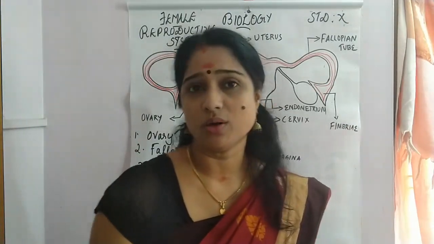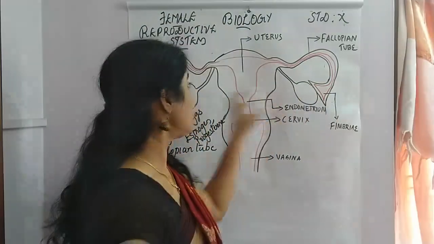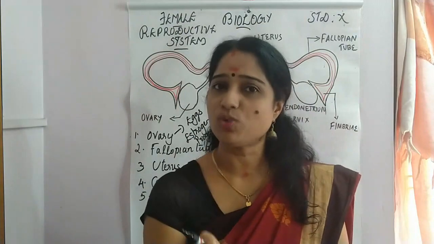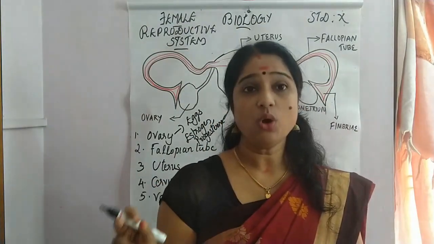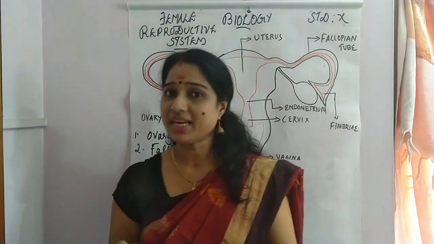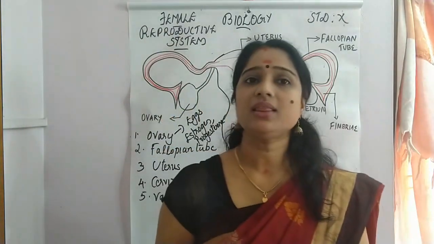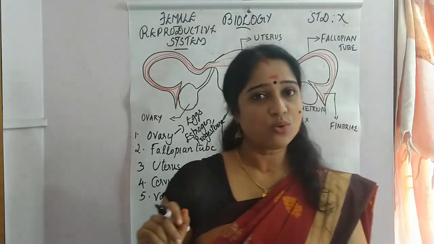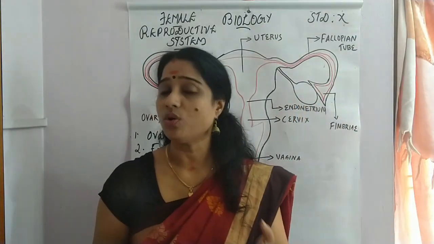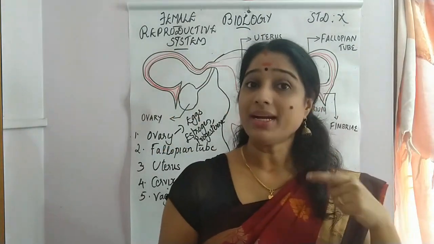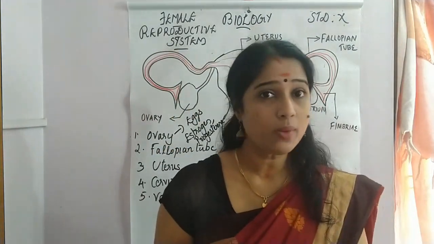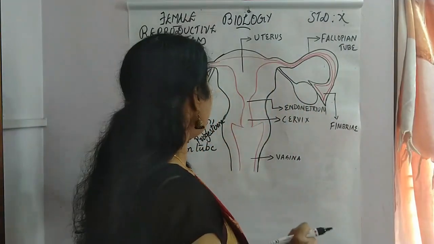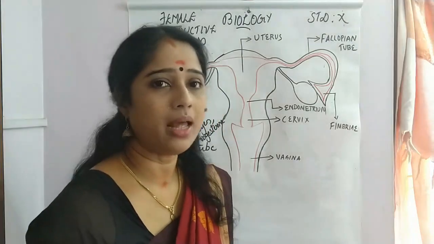Then, when a girl child is born, that is very important, her ovaries consist of nearly 1000 immature eggs. Immature. What do you mean by immature? Not mature enough. As the girl attains maturity, or at the time of puberty onwards, every month 1 egg matures. Every month how many eggs mature? Only 1 egg.